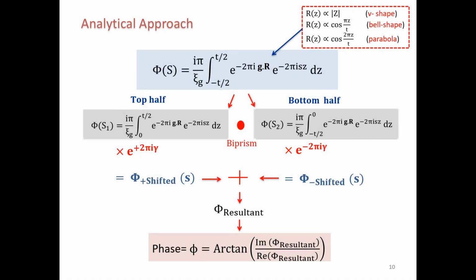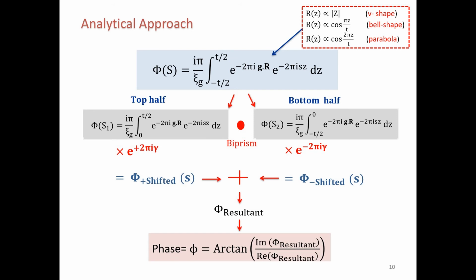I inserted different atomic displacement profiles of V-shape, parabola, and bell shape into the Howie-Whelan equation. Then I split it into two halves. One half is coming from the top part of the specimen, and another half is from the bottom side of the specimen. This is where I call the biprism and align it right in the center of the split.